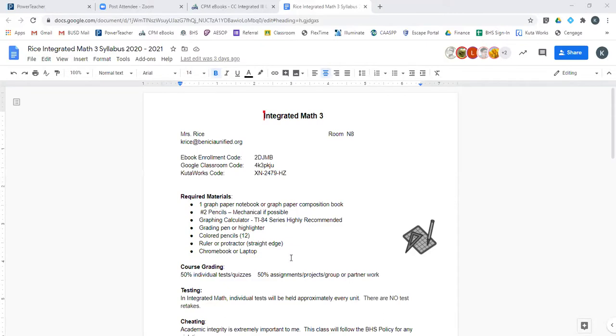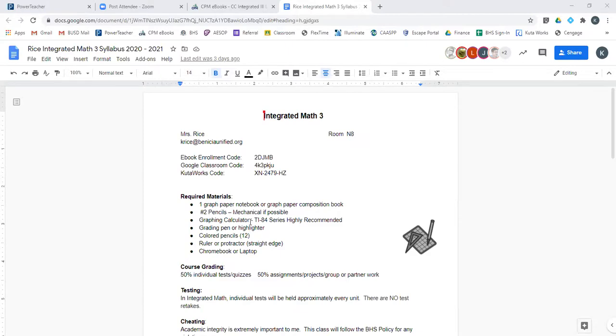Required materials, so you're going to need a graph paper notebook or composition book. Personally, I think it's easier if you use a notebook rather than just loose paper. If that's what you have to use, that's fine, but it does need to be graph paper. Graphs have to be done on graph paper, and we're going to be doing a lot of those. Pencils, your work should be done in pencil, not pen.